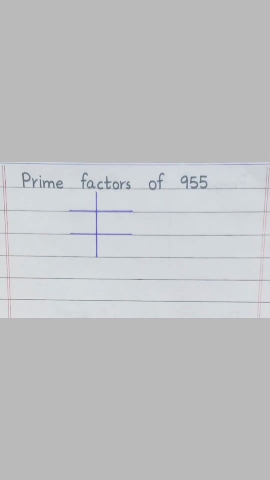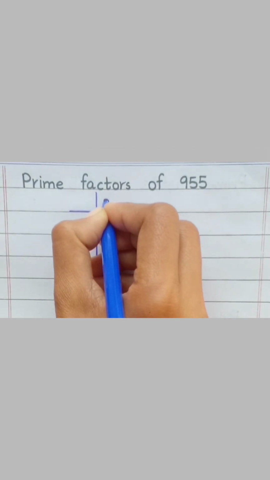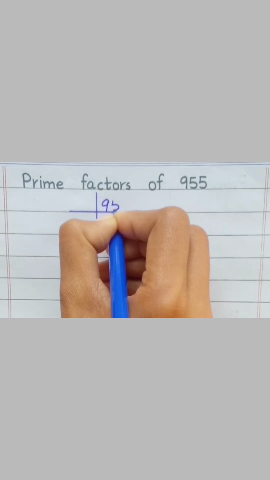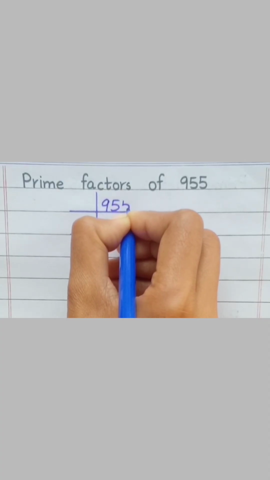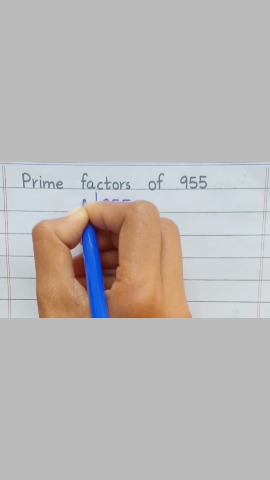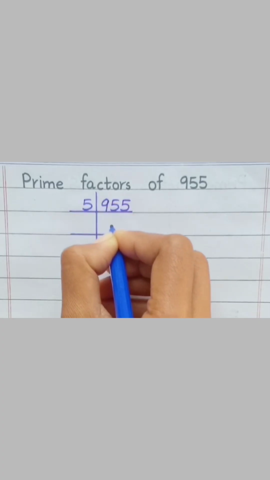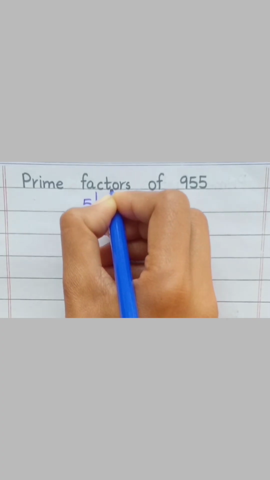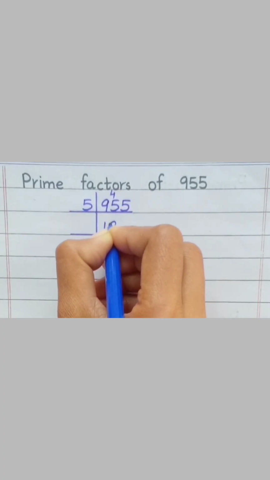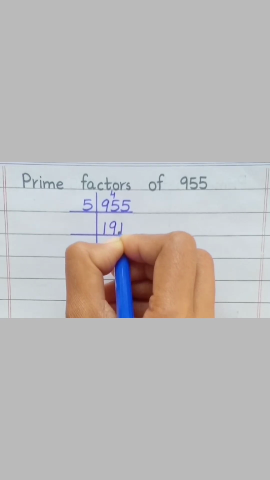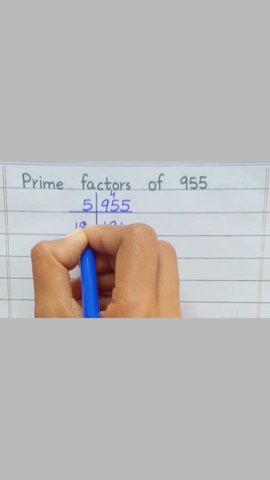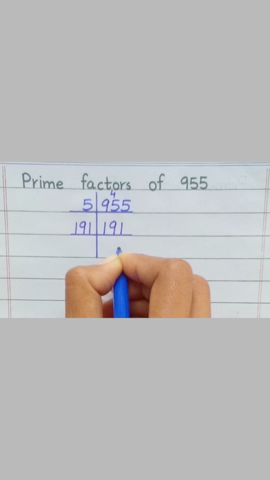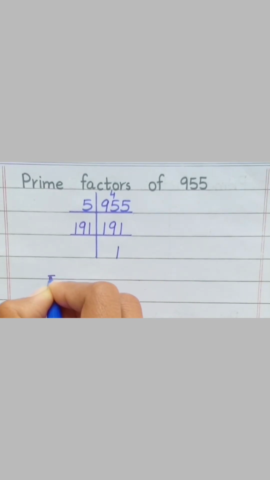Prime factors of 955. 5 ones are 5. 5 9s are 45. 5 ones are 5. 191 ones are 191. Equal 5 multiply 191.